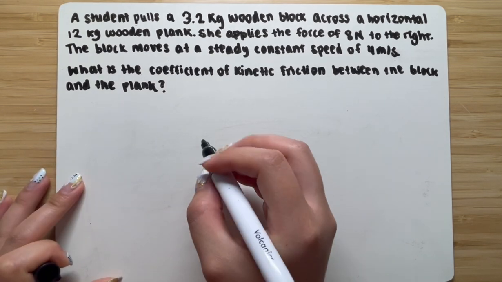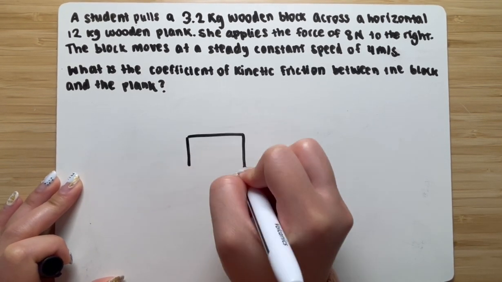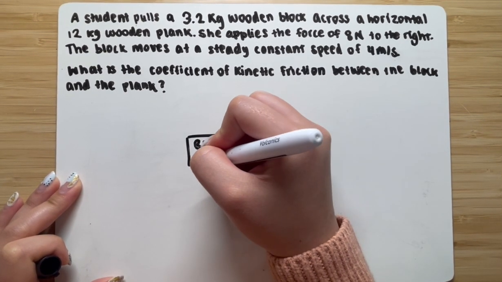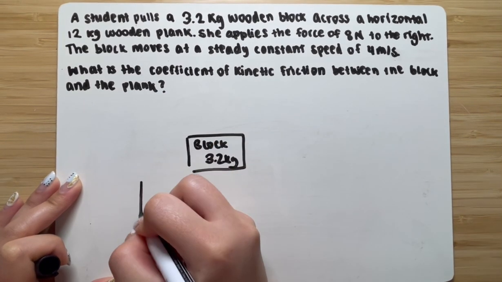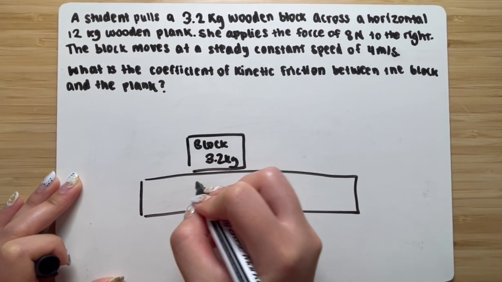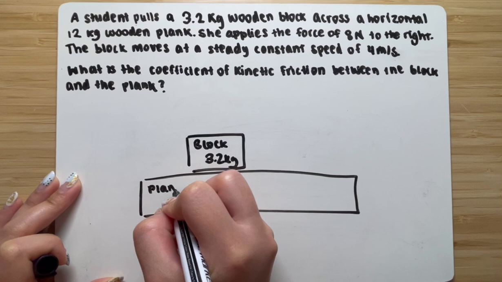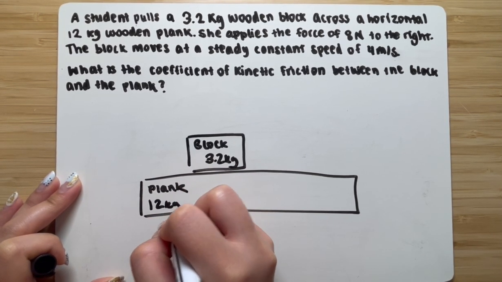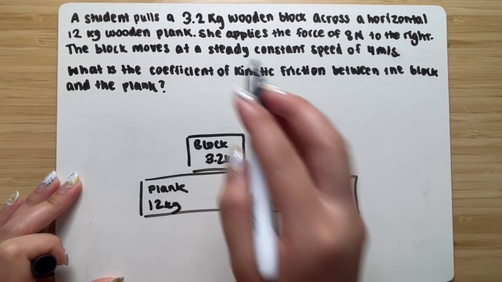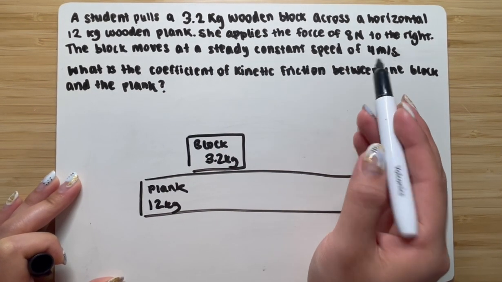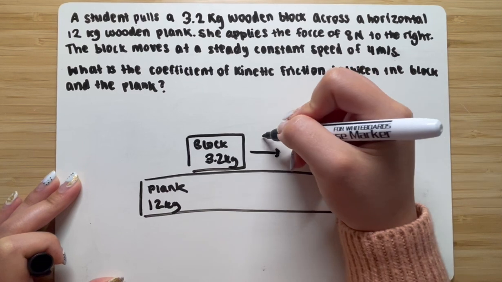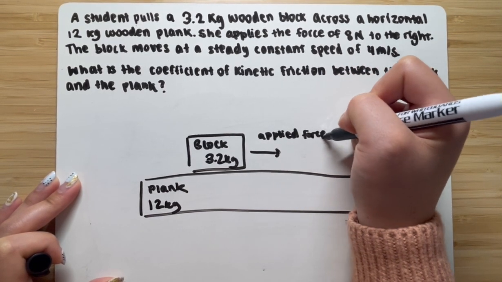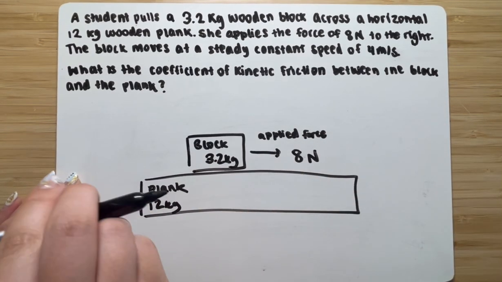All right, we're going to begin by drawing what is happening here. We have a block that is 3.2 kg. We have a plank that is 12 kg. She applies the force of 8 newtons to the right. So the applied force is 8 newtons to the right.